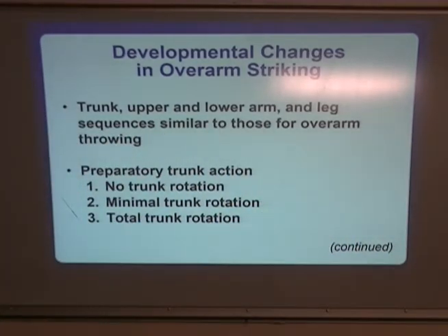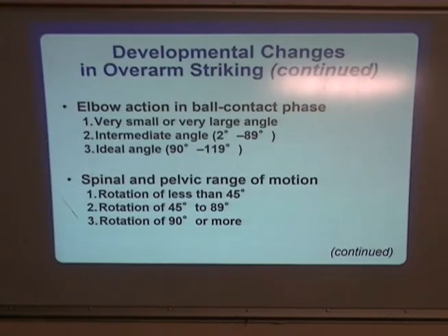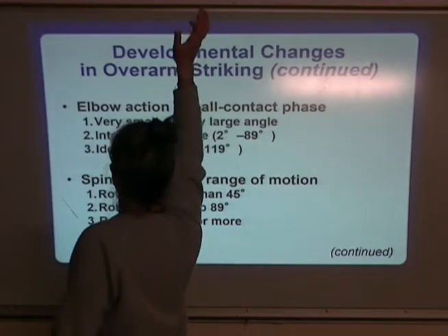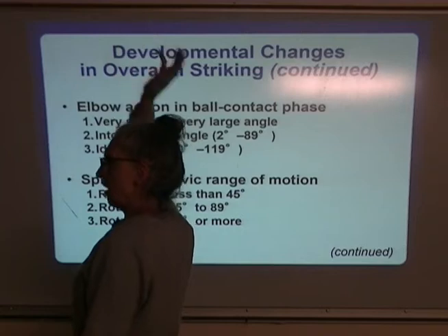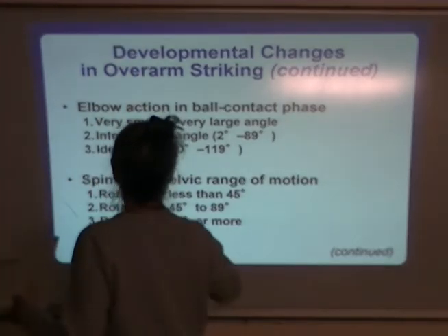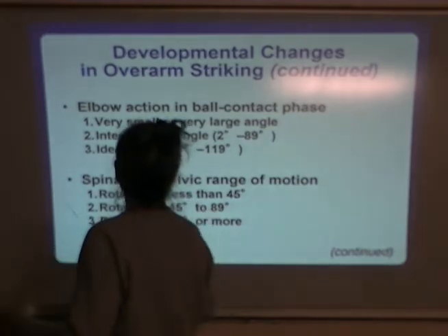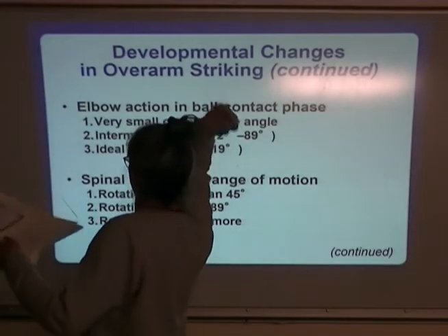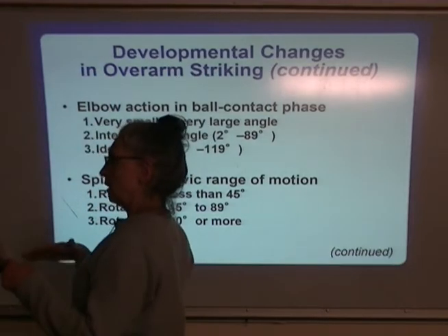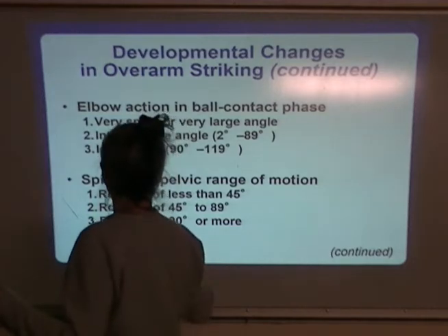Then I think the next couple of components for me are a little more interesting to look for. What's happening with the elbow as we make contact with the ball, all right? So we've got lots of variability going on with the angle at the elbow to begin with, right? And then we're getting a much more extended angle as we get more and more competent, all right?